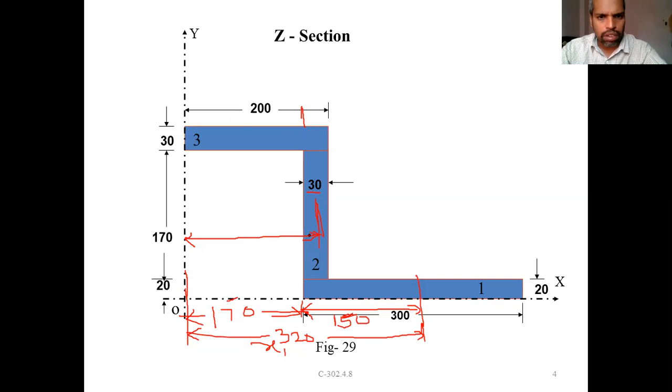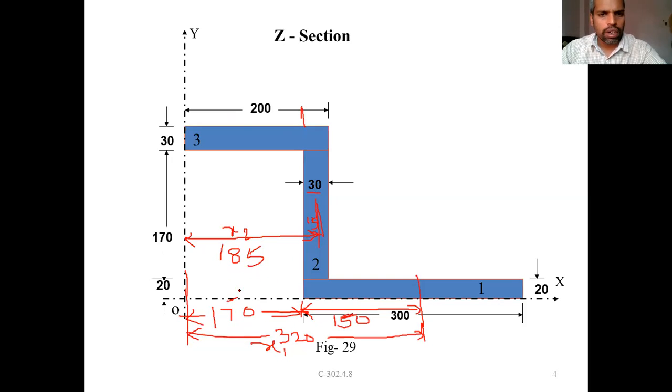Again, from here to its centroid, this is a rectangle, so the centroid is at half of the distance. Half of the distance is 30 by 2, which means 15. So this is 15, and again this one is 170. 170 plus 15 is 185. So x2 is equal to 185.